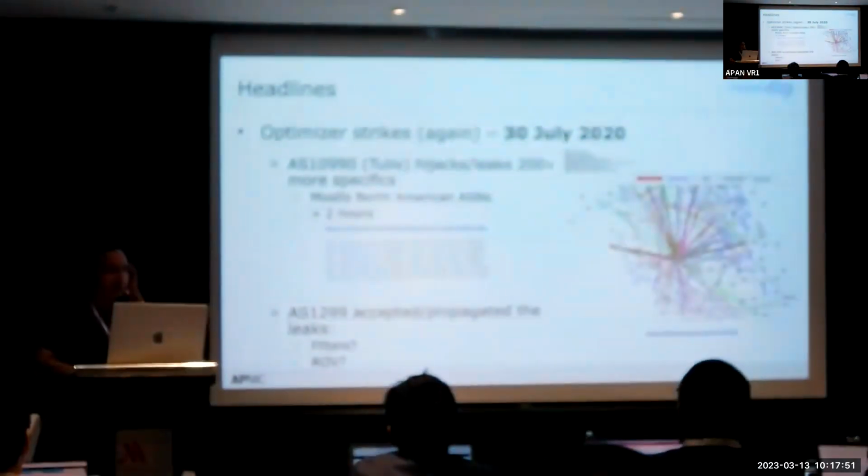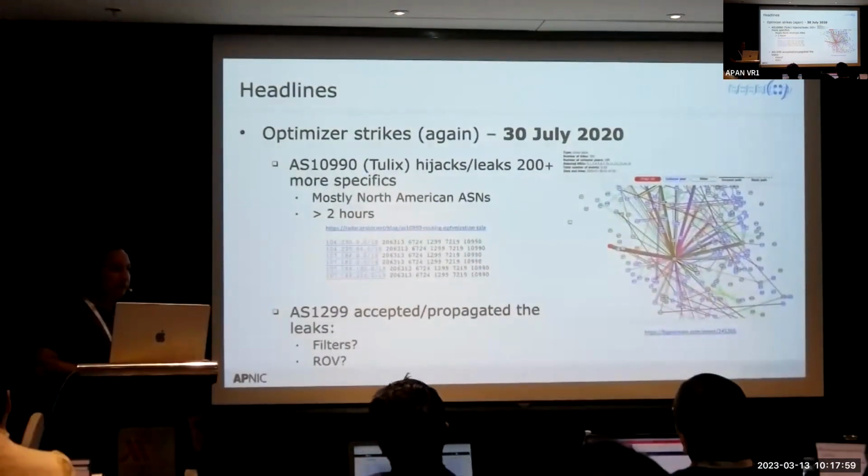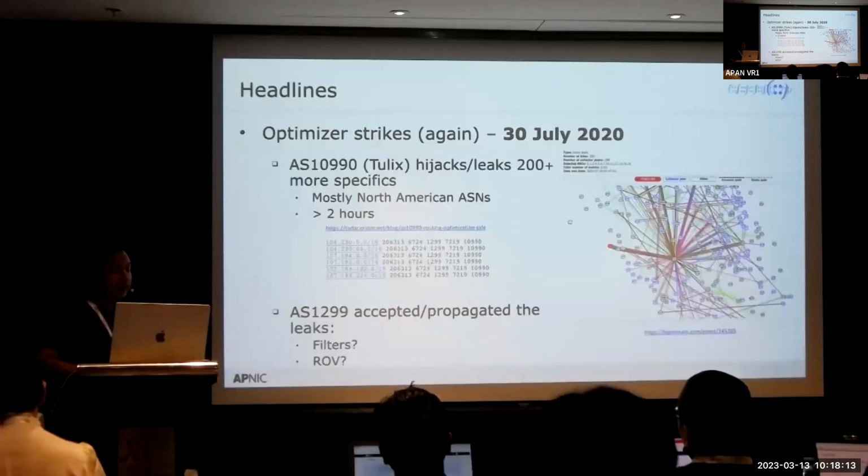And there used to be cases with optimizers. BGP optimizers would generally take a less specific prefix, break it down into more specific prefixes, and completely fabricate the path. There is a Tulip system that hijacked more than 200 specific prefixes, mostly North American AS numbers, and the hijack lasted for more than 2 hours.